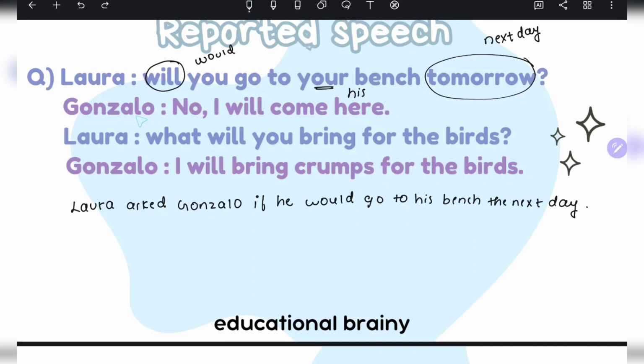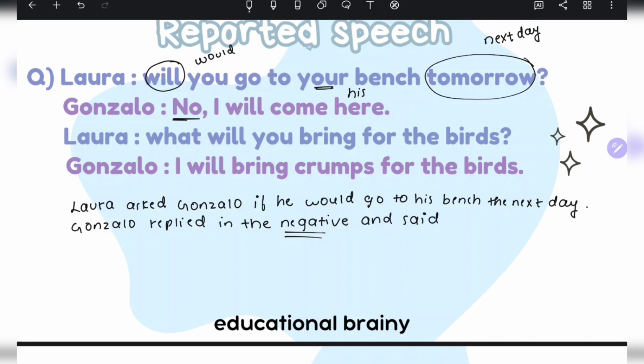So the next sentence. What did Gonzalo reply? No, I will come here. He's saying no. So how to write this? First write Gonzalo replied in the negative. See, you can't write directly "no", because some third person is telling, so you have to say Gonzalo replied in the negative. This is something important. If they have given yes, you have to write "in the positive", like that. Replied in the negative and said.